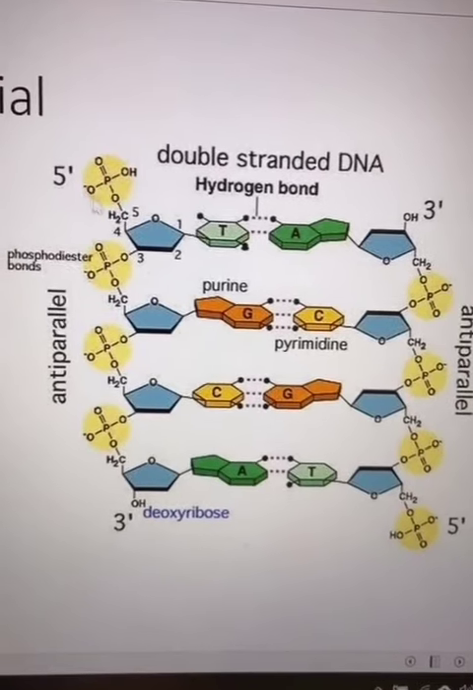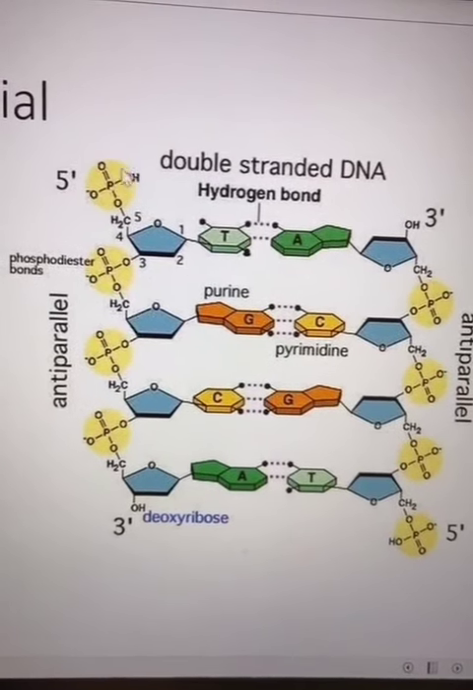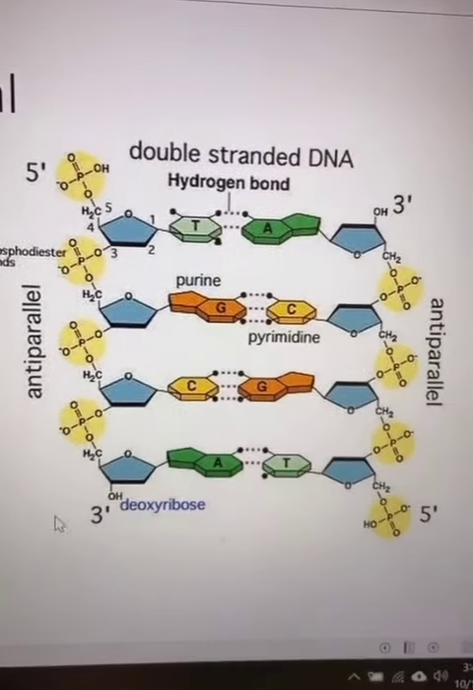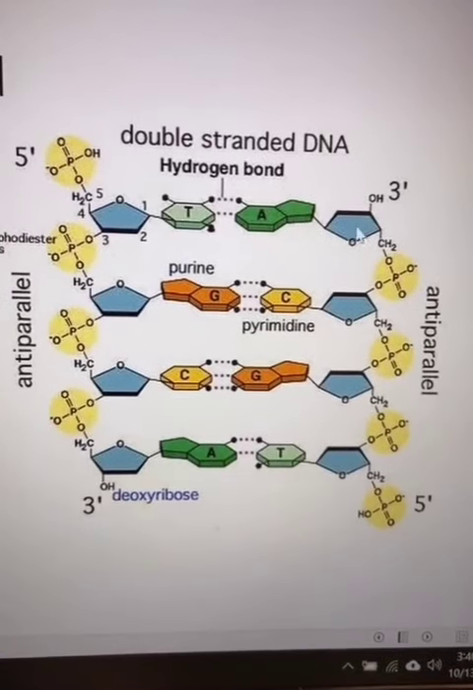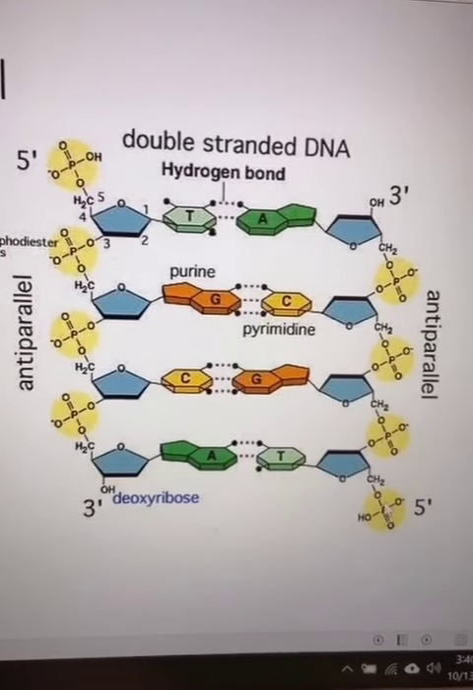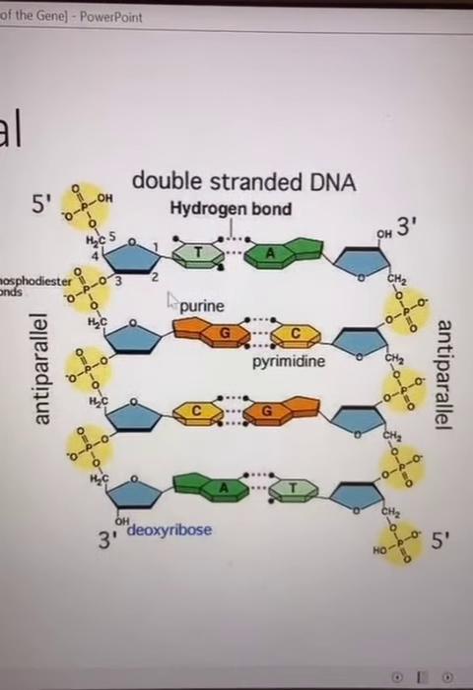If we look at this strand of DNA, we can see that this side ends in a phosphate group, while this end ends in the sugar group. If we look on the opposite side here, we can see the top ends in a sugar, while the bottom ends in a phosphate group. This arrangement of the molecules is known as antiparallel.